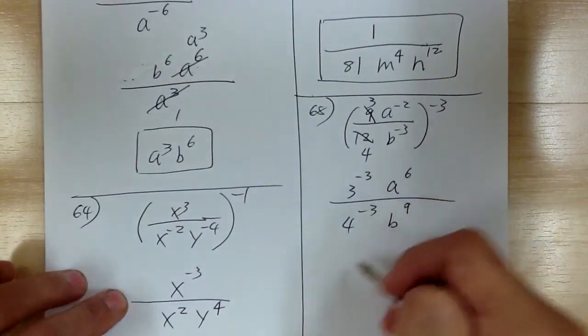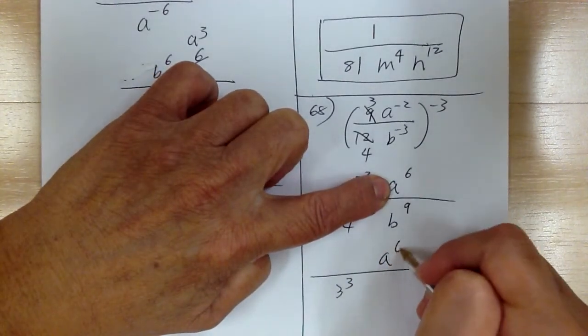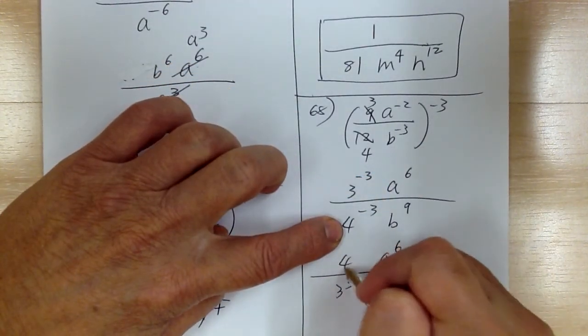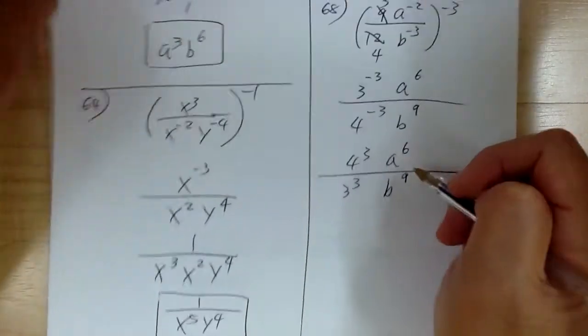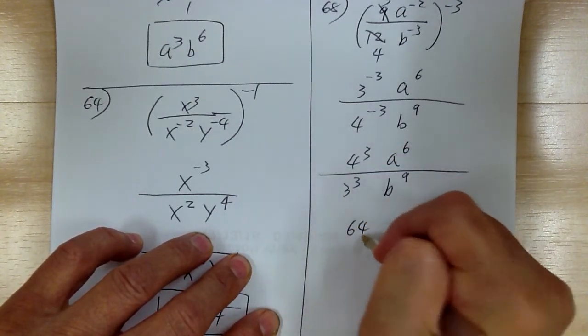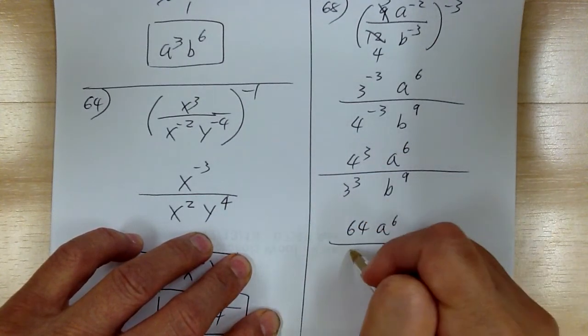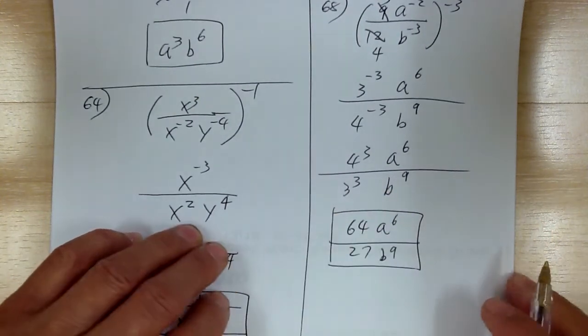Okay, now let's go and do the flipping. This one goes to the bottom, this one stays, this one flips to the top, and this one stays. And after that, you go and simplify. So this will give you 64 a to the 6 over 27 b to the 9. And that's it for number 68.